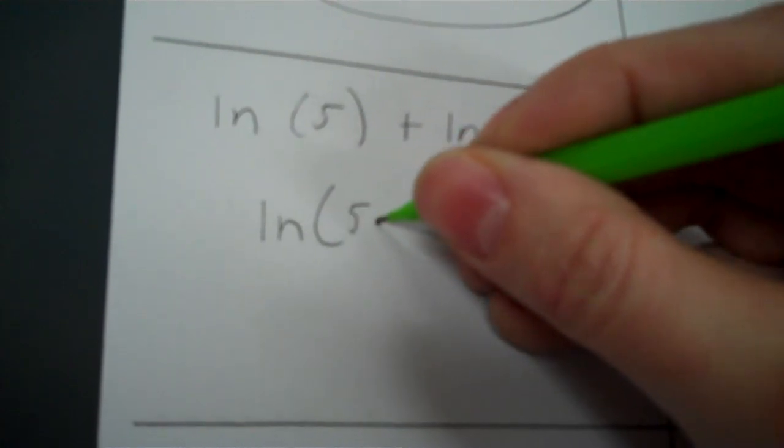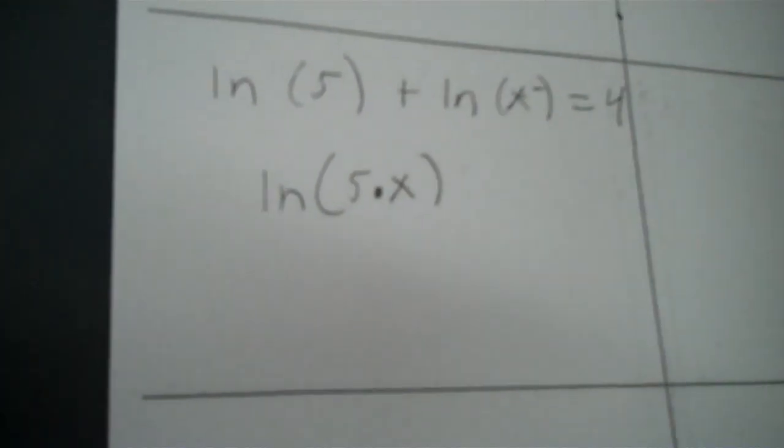Okay, once again, Ln. So 5 times x. Because now it's plus, so I put times, equals 4. That's the first step. I still have 4.